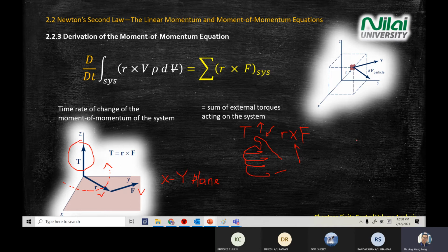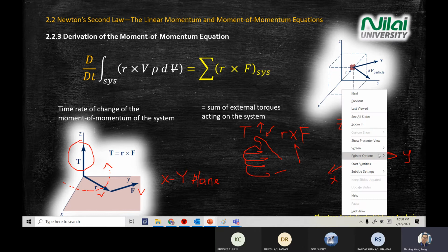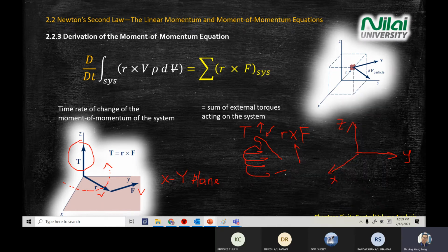Now just a quick test to see whether you understand or not. So I'm going to draw a new diagram. You have your X, Y, and Z direction. Now I add in the force and the arm in the system. What happens if you have arm R and the force is acting in this direction? Where is your T direction? Okay, where is T acting? Is it moving up or moving down?